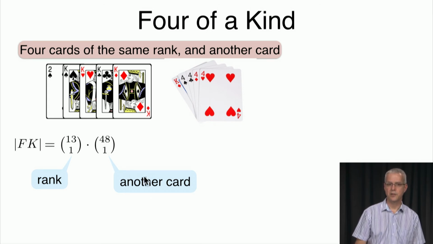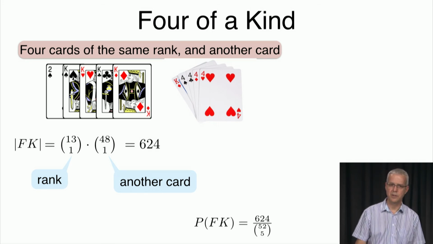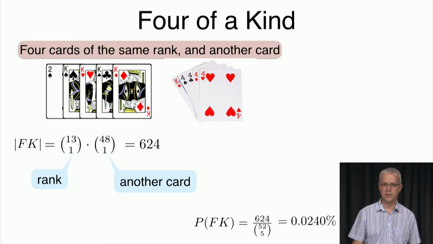Choose 1 for the other card, and the total number is 624. And therefore the probability of choosing 4 of a kind is 624 divided by 52 choose 5. And that is a little higher than what we had before, but it's roughly 2% of 1%. Right. Now let's go to a more likely hand.